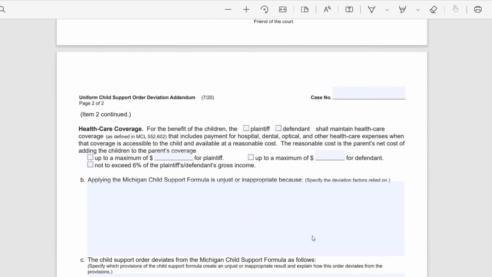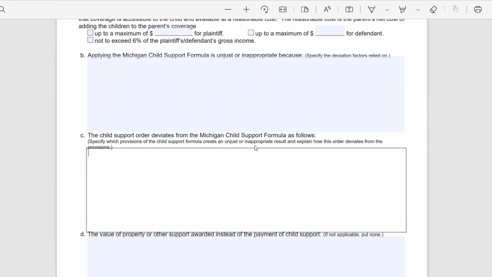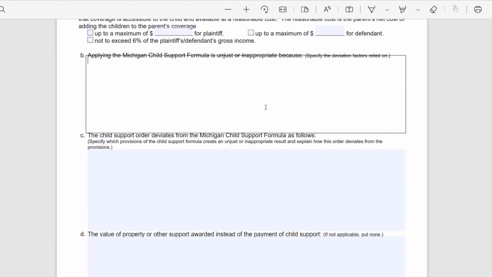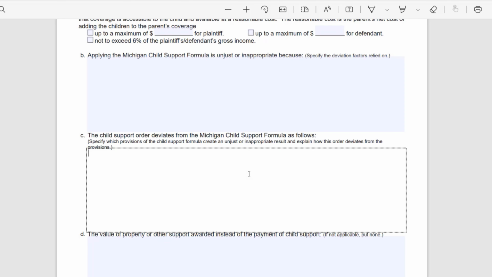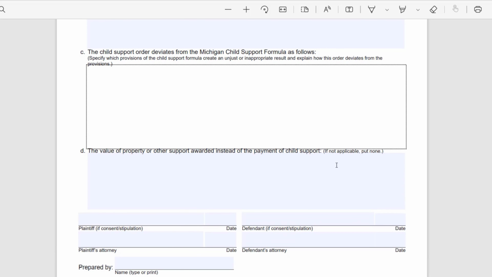And then what you need to do to fill out these sections is figure out the reasons why you're deviating from the formula and then specify those deviation factors here. And then in C, you're going to indicate how the order that you are asking the court to enter is different from the amount that it would have been pursuant to the formula. The Michigan child support formula is available online, again, at our website at Genesee County Friend of the Court, gc4me.com, or it's available on the State Court Administrator's website and is updated every 4 years.